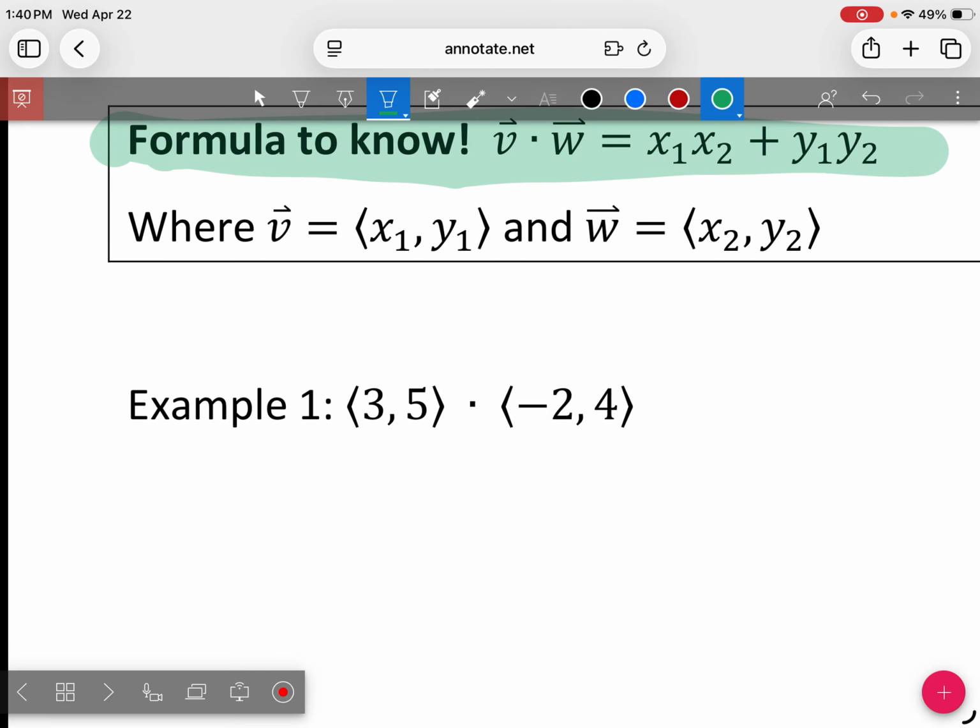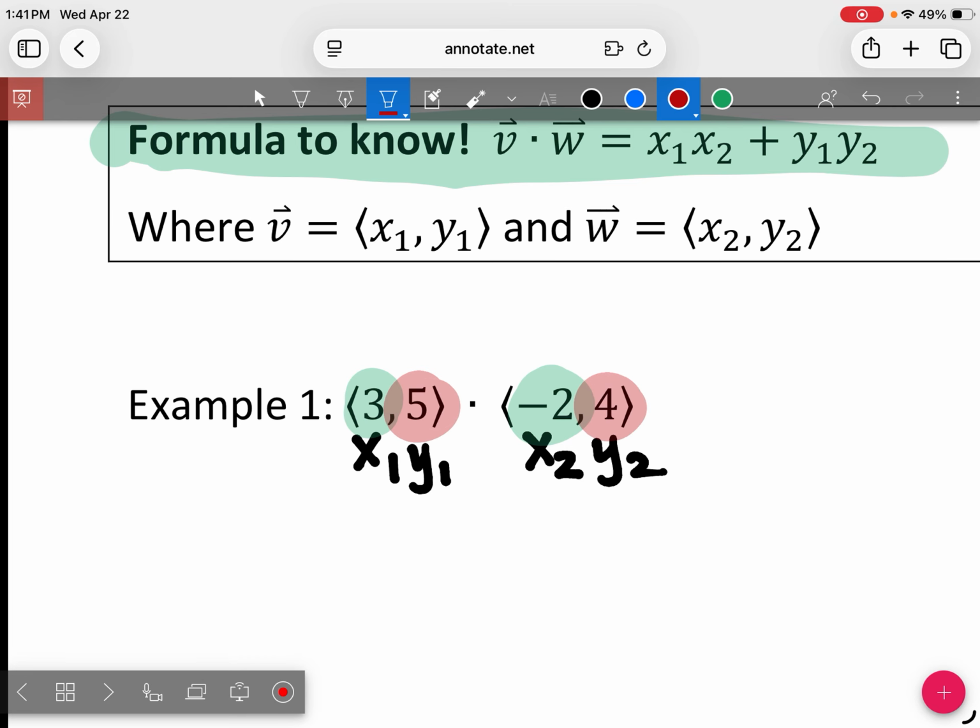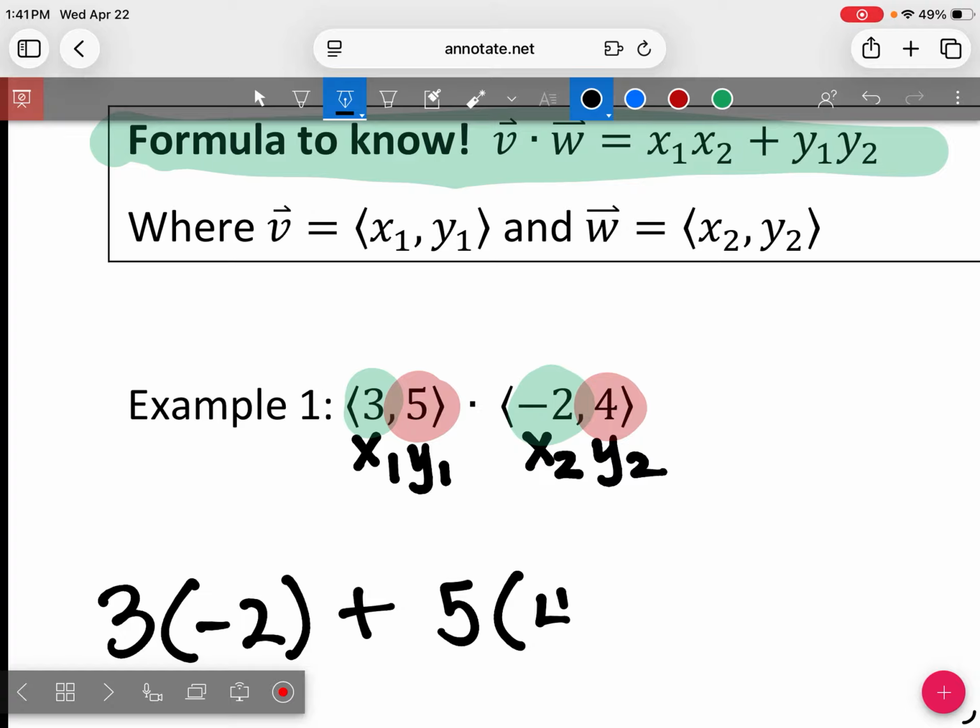Okay, so this will be your x1, y1. This is x2, y2. So we're going to multiply our x's and multiply our y's. So that will be 3 times negative 2 plus 5 times 4. See what you get.